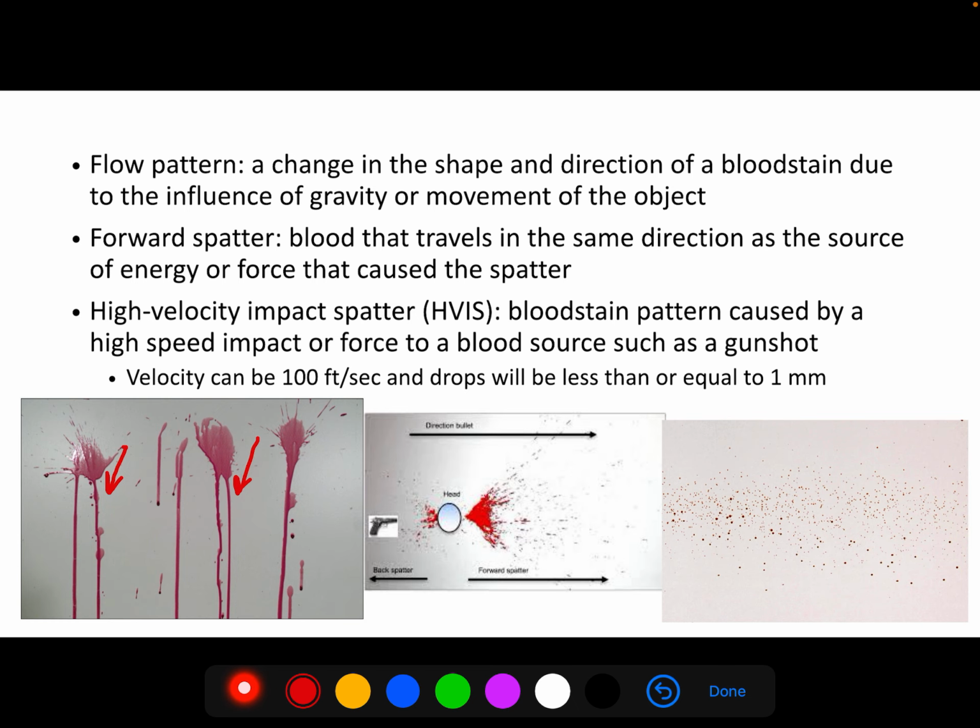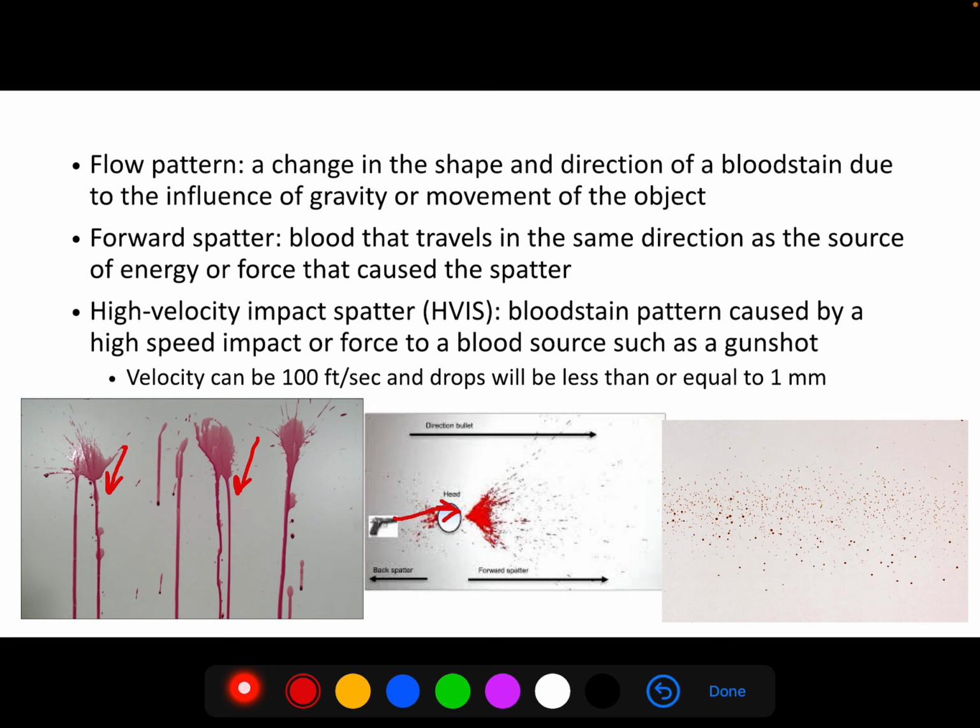A moment ago we talked about the back spatter that goes back towards the shooter. There's also forward spatter with gunshot wounds. This is blood that travels in the same direction as the source of energy or force that caused the spatter. So here the bullet is traveling from left to right. So when the bullet goes through the head, it is this blood that exits out the back of the head that is going in the same direction as the bullet.